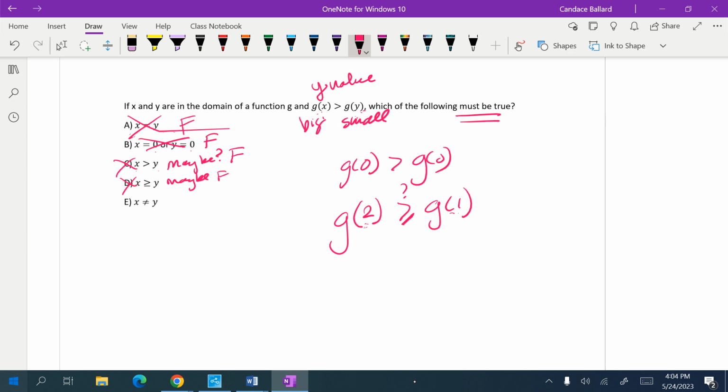So x does not equal y. That I pretty much can guarantee is true, because I know that if it's equal to y, it's got to be false. So this is the only one that turns out to be true.